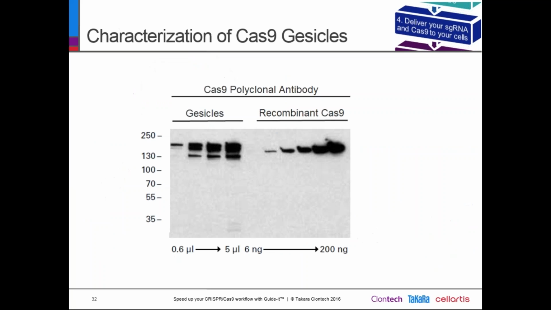To check for the presence of Cas9 in your Gesicle production, there's one easy way. You can prepare a lysate and do a Western blot, for example, using our Cas9 polyclonal antibody. Then you can easily check for the presence of Cas9 in your Gesicle preparation. For example, here, our R&D estimated that in 5 microliters of Gesicle preparation, there is about 200 nanograms of Cas9 protein.